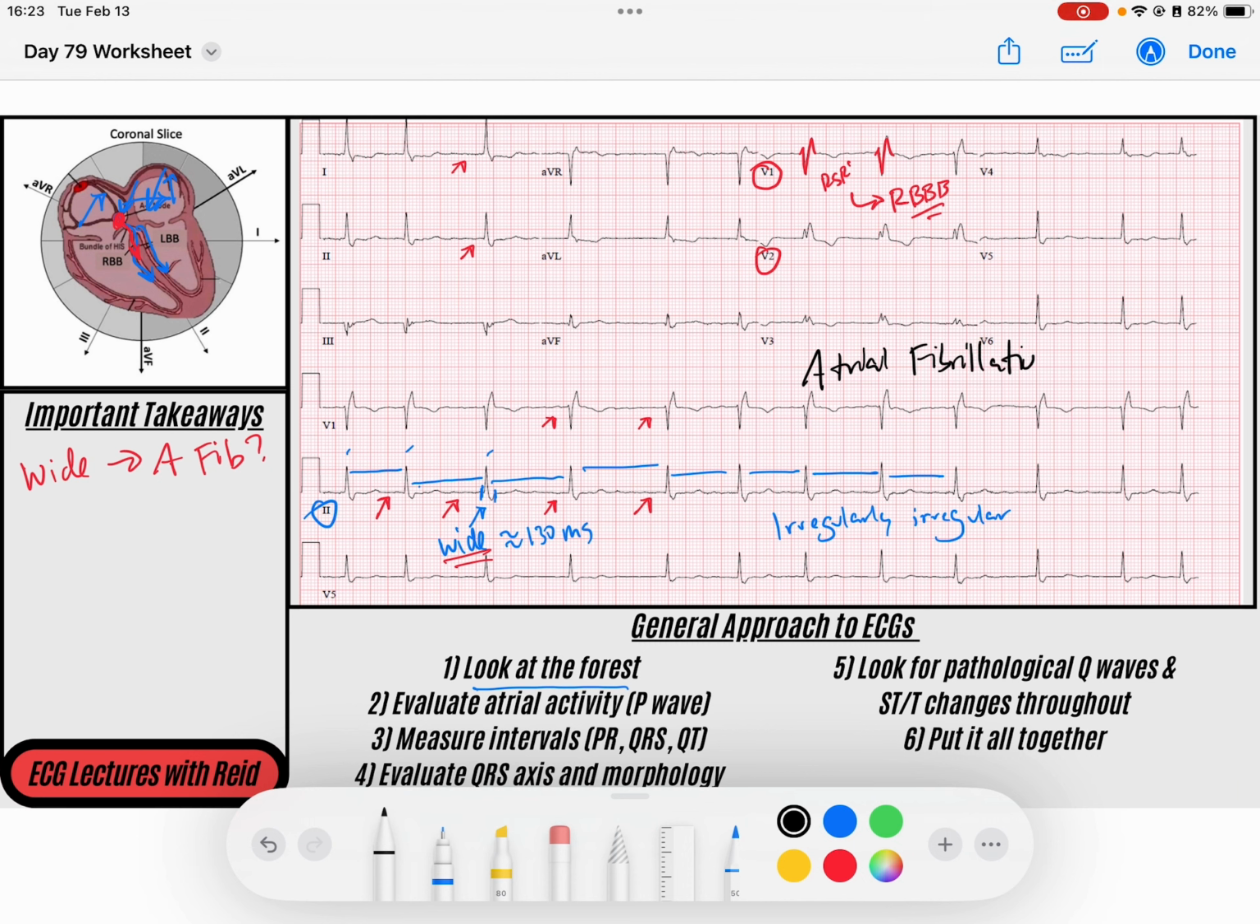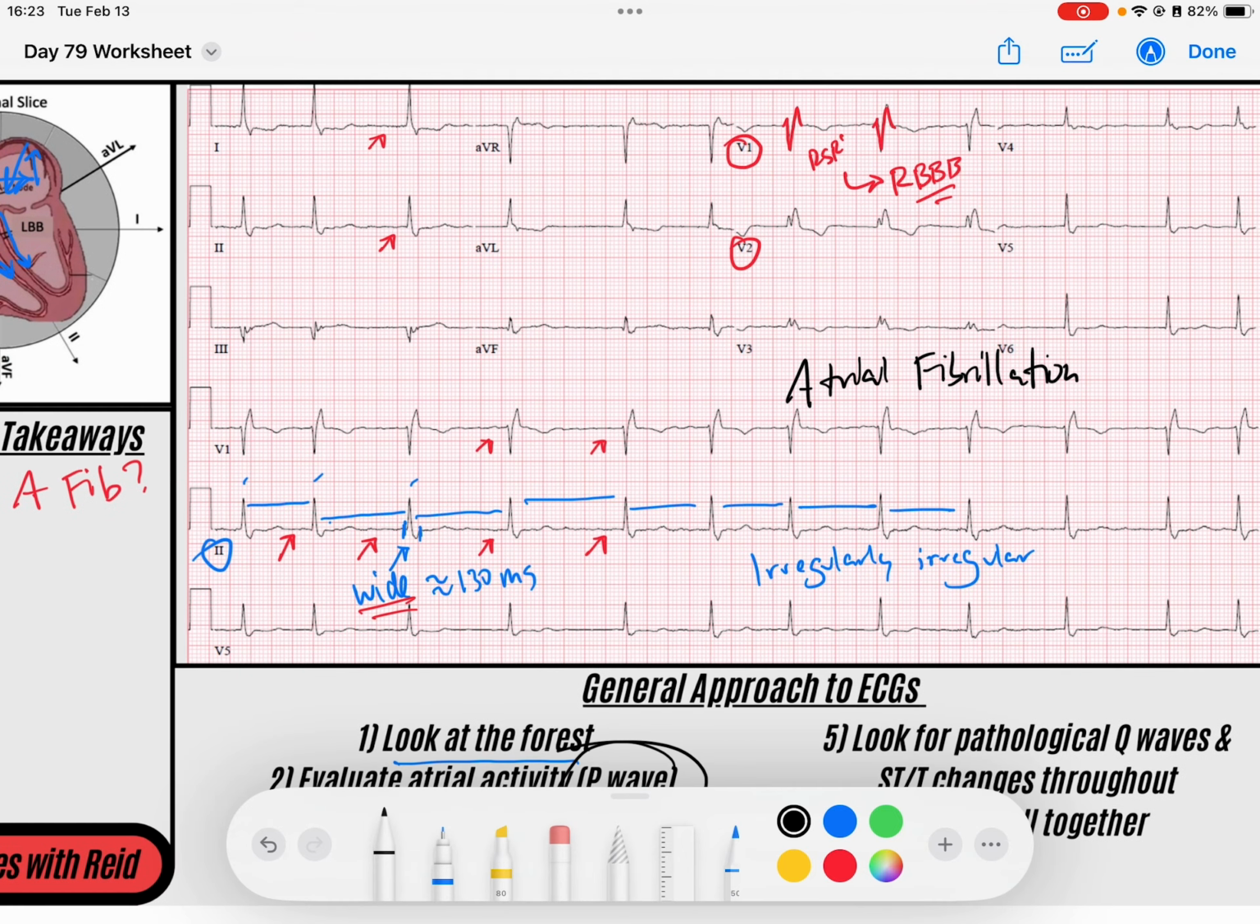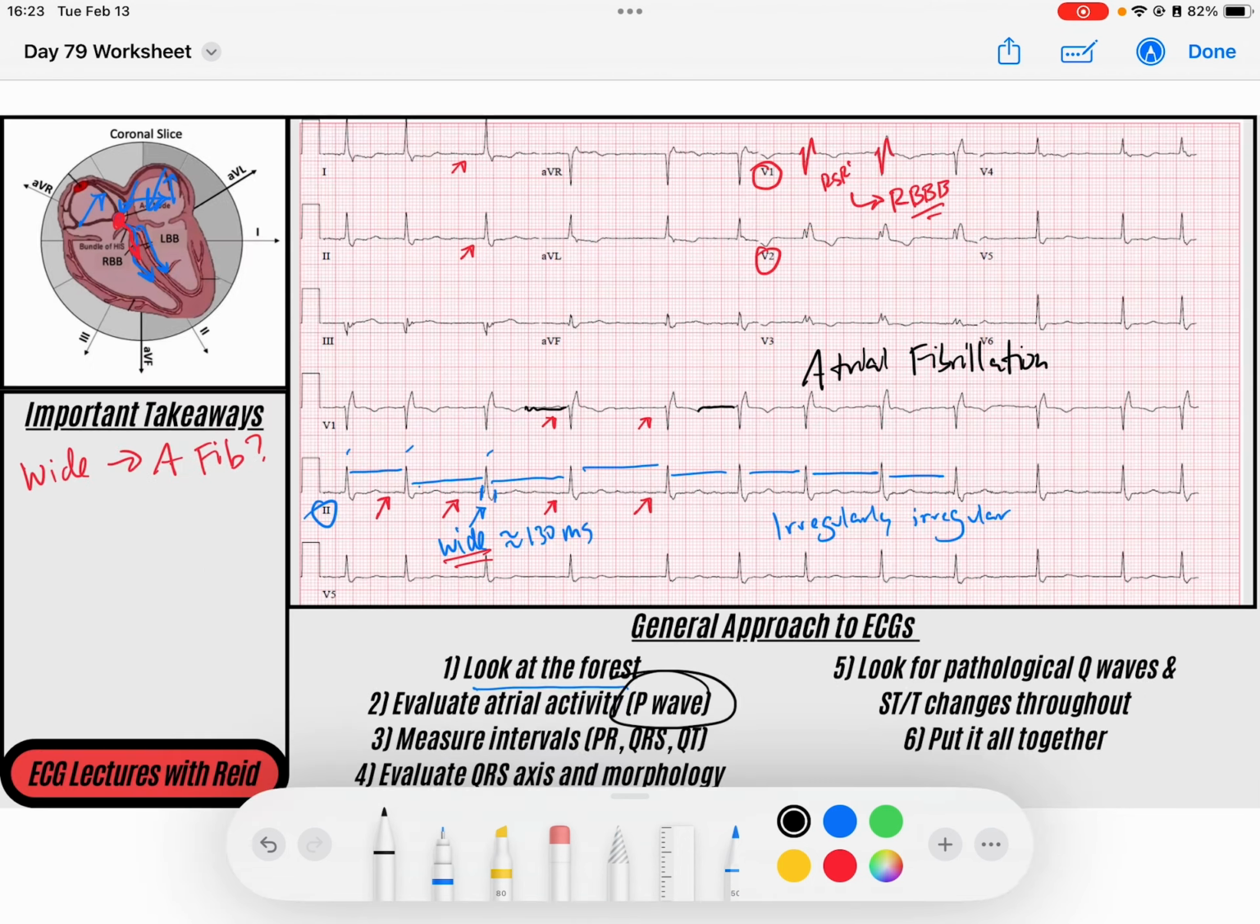So we've got atrial fibrillation here, right, because there's no P waves. So obviously I can't necessarily evaluate for a P wave, but for my atrial activity, you can see these fine fibrillatory waves throughout. And so we could say that this is AFib in the setting of this irregularly irregular pattern.